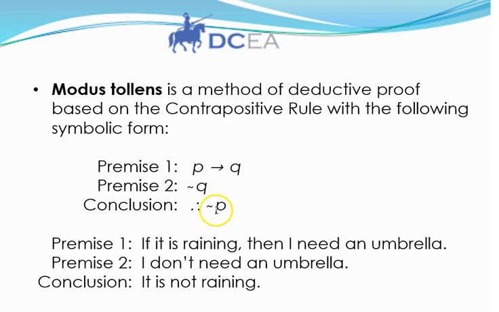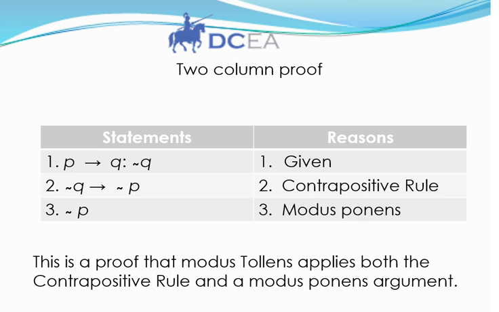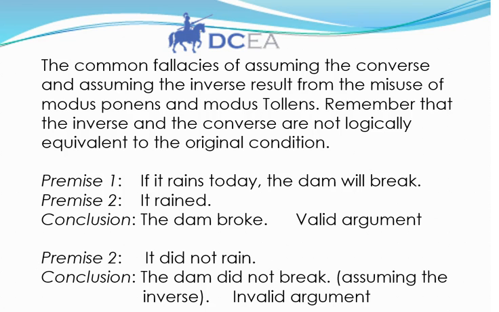Once again, back to this original conclusion. You can see it right there. And we used modus ponens to establish the not P. This is a proof that modus tollens applies both the contrapositive rule and a modus ponens argument. When we do proofs, you'll be given a great deal of information, and there are actual patterns that will follow. There are common fallacies of assuming the converse and assuming the inverse that result from the misuse of modus ponens and modus tollens. Remember that the inverse and the converse are not logically equivalent to the original condition.